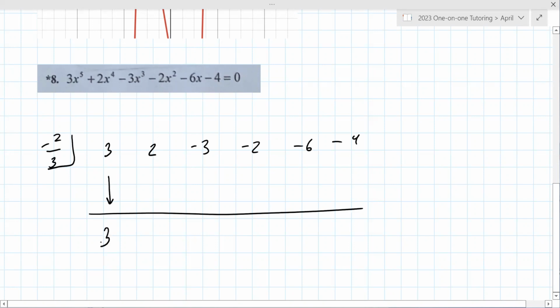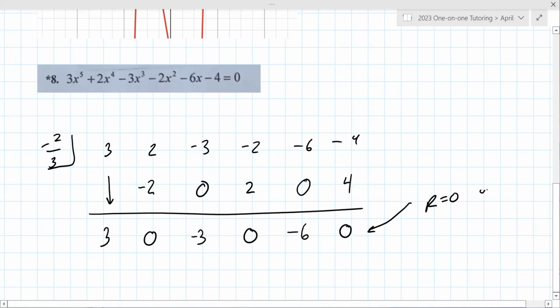So 3 down, take the 3 and multiply it by -2/3. That's -2. You add, 0 times -2/3 is 0. Add again. -3 times -2/3 ends up being +2. Gets you 0 here, and then 0 here, bring down the -6. -2/3 of -6 is 4, and you get the 0 as expected. You should get a remainder equal to 0 if it works.